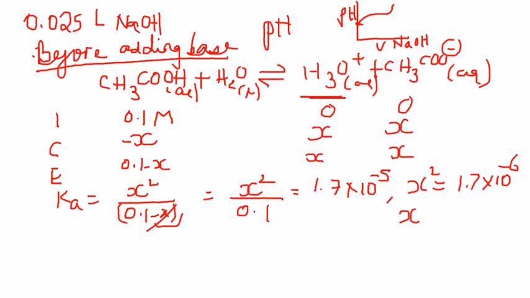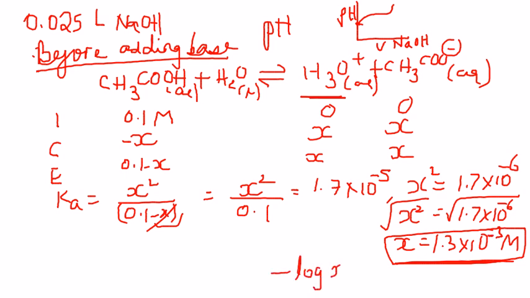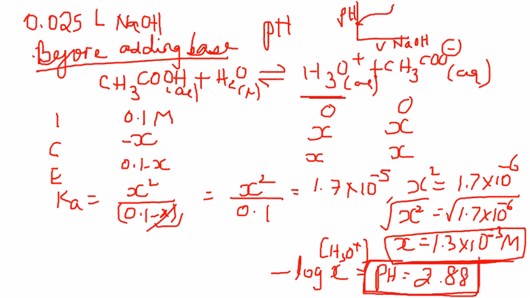And when you take the square root of both sides, you can say that this number comes out to be 1.3 times 10 to the negative 3 molar. This is X, so when you take the negative logarithm of X, you're basically taking the negative logarithm of the hydronium ion concentration. And for that matter, the pH is going to come out to be 2.88. Recall, we have calculated this previously for a different setting altogether.